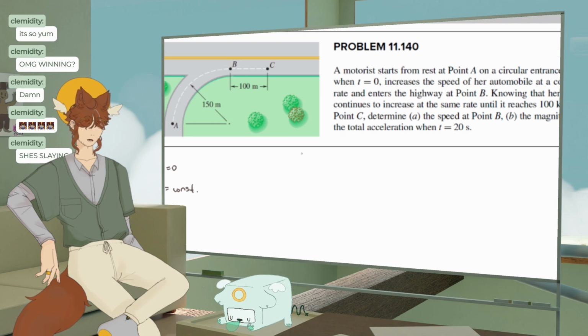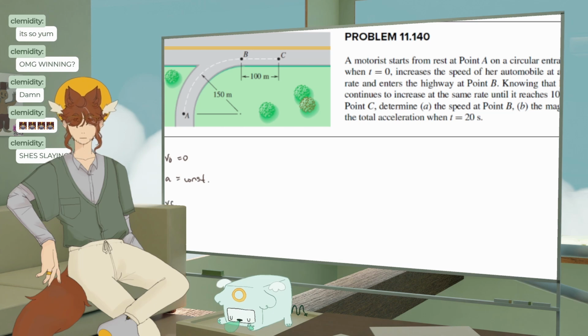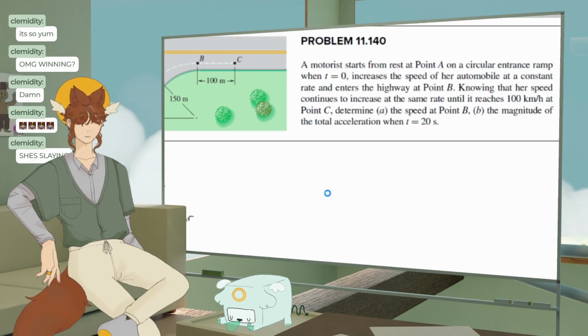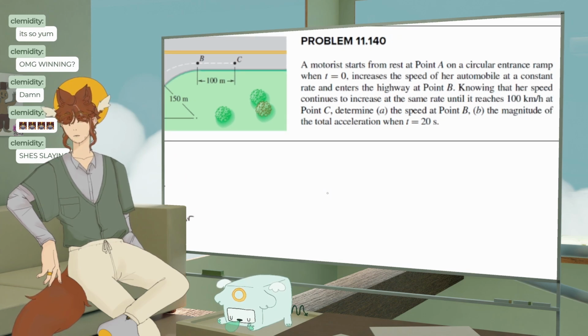Knowing that her speed continues to increase at the same rate until it reaches 100 kilometers per hour. So we have a V initial, and a VF, or VB, I should say. VC equals 100 kilometers per hour. Maybe the units will be nicer to us this time. Determine the speed at point B and the magnitude of the total acceleration. Okay.